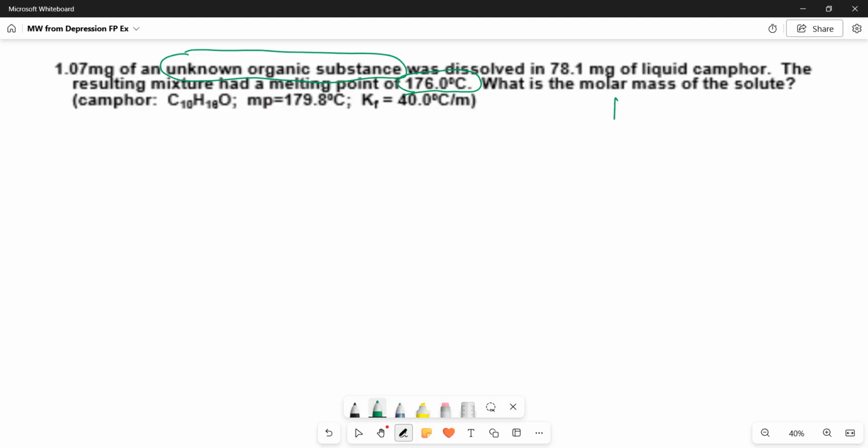So in other words, we need to find the molecular weight of this substance, which means that we need to know the grams of it over the moles of it to calculate this. Okay? So what do they tell us? Well, they tell us that the camphor, the substance that's the liquid, has a melting point of 179.8, and it has a K of F of 40 degrees Celsius per mol.